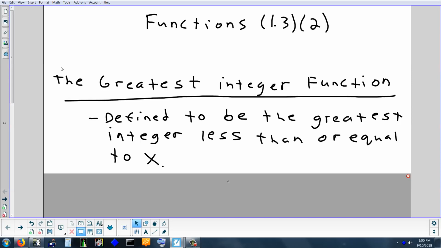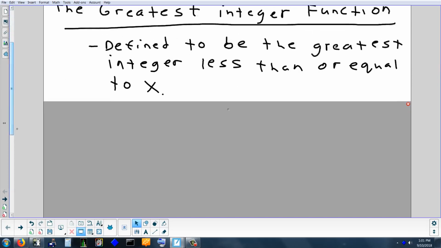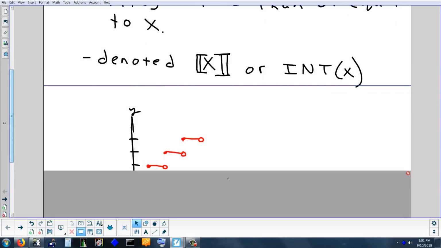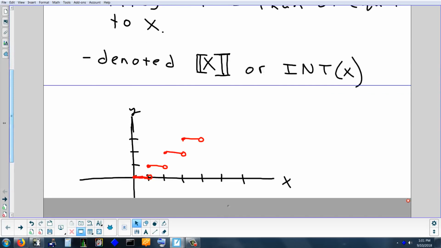But then all of a sudden when I say 6, now the answer is 6. So the answer jumps once you go from 5.99999 repeating up to 6. So it gives a graph that looks kind of like steps. They jump. Okay, and I'll show you an example in a second of a picture. The symbol for it, you might see these double brackets, or on the graphing calculator, capital INTX. And the graph looks like that.